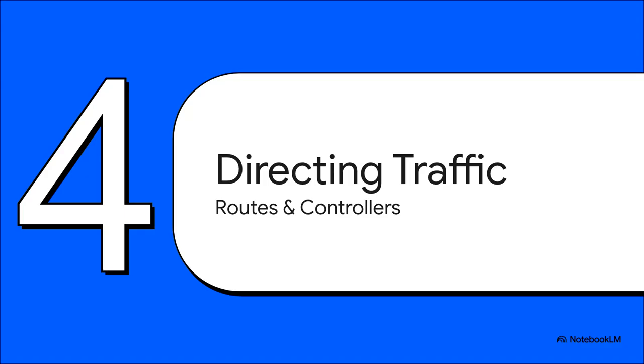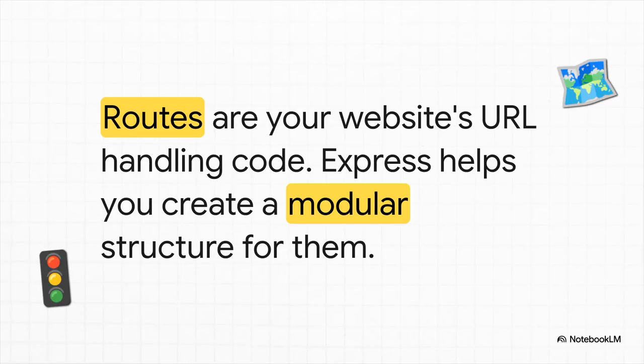Okay, our app has a structure and it has a memory. Now we've got to handle all the incoming traffic. When a user visits a specific web address, how does the application know what to show them? Well, this is all managed by a system of routes and controllers. The easiest way to think about your website's routes is like a traffic cop. When a request comes flying in from a browser, the router takes a look at the URL and directs that request to the exact piece of code that's designed to handle it.